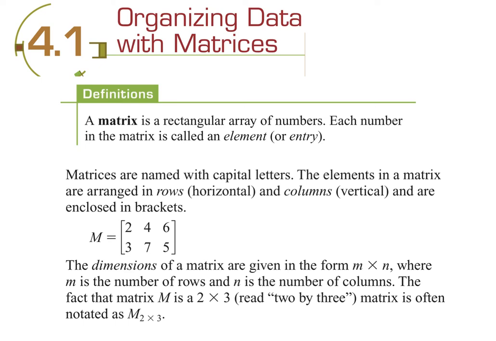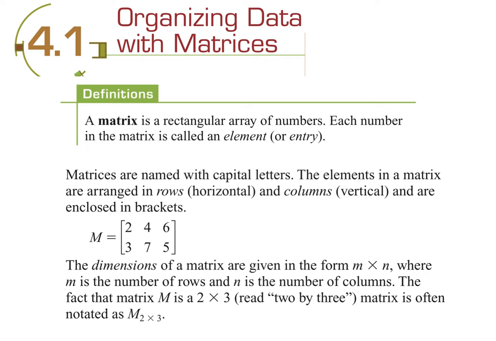So when you hear the word matrix, you may think of a lot of different things, but it is just a rectangular array of numbers. Each number in the matrix is called an element or an entry. And so they give this example right here. This is a matrix. Couple things that you want to know about matrices.